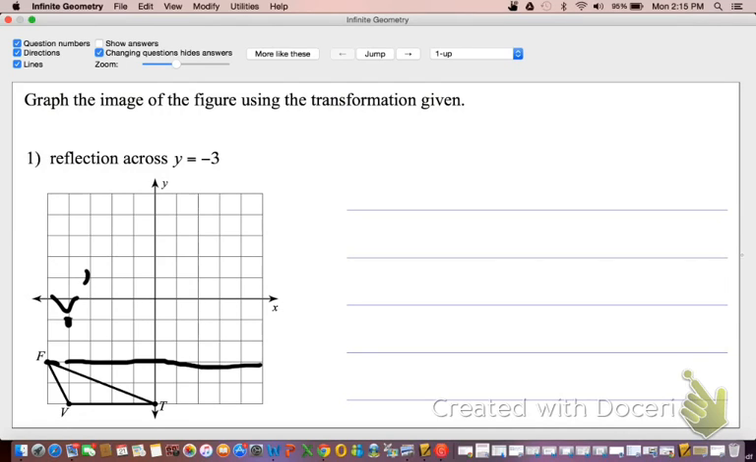and T is also going to be 2 points up right here. And of course, F stays the same because it's on the line of reflection. Okay? So that should be the solution. Does it make sense? Does it look like it's flipped pretty precisely? Yes. So that's our answer for 1.